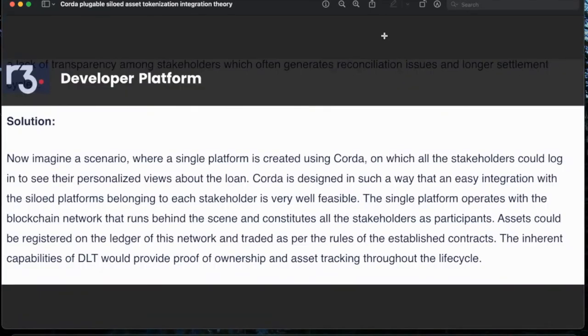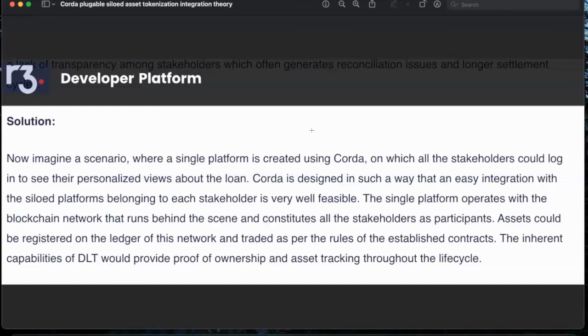And then finally, to sum up my underlying question of, is there a relationship, and if so, what is it, between Corda and Coreum? I found this in their development documentation regarding a lending feature, and it says a solution: now imagine a scenario where a single platform is created using Corda on which all the stakeholders could log in to see their personalized views about the loan. Corda is designed in such a way that an easy integration with siloed platforms belonging to each stakeholder is very well feasible. The single platform operates with the blockchain network that runs behind the scenes and constitutes all stakeholders as participants.